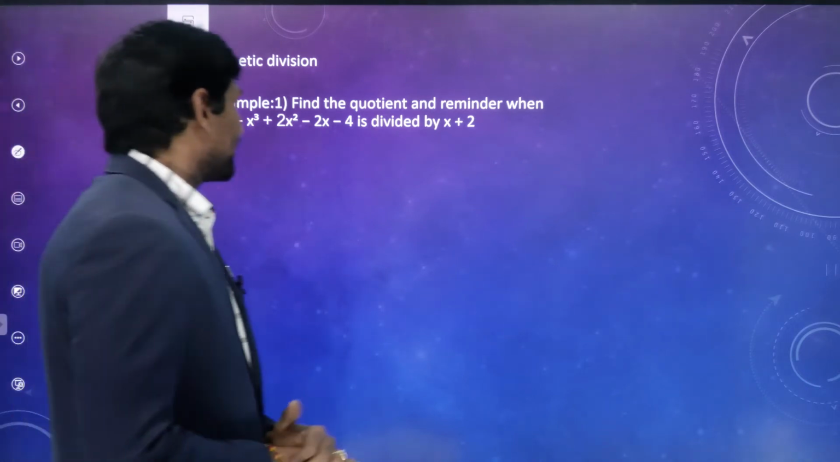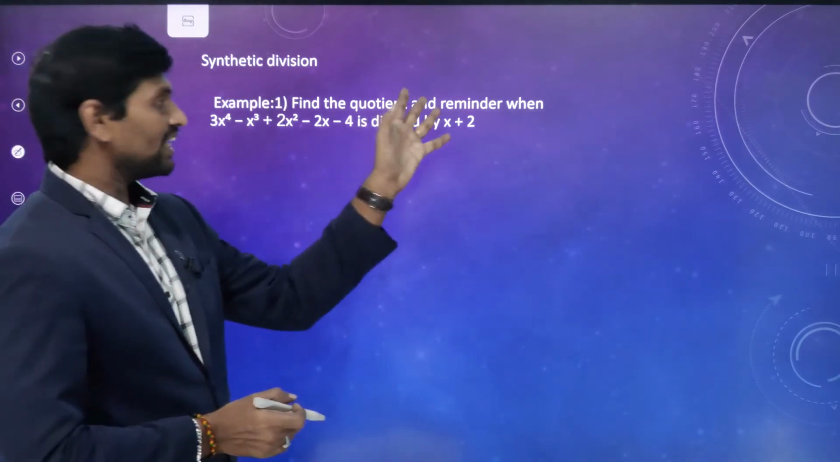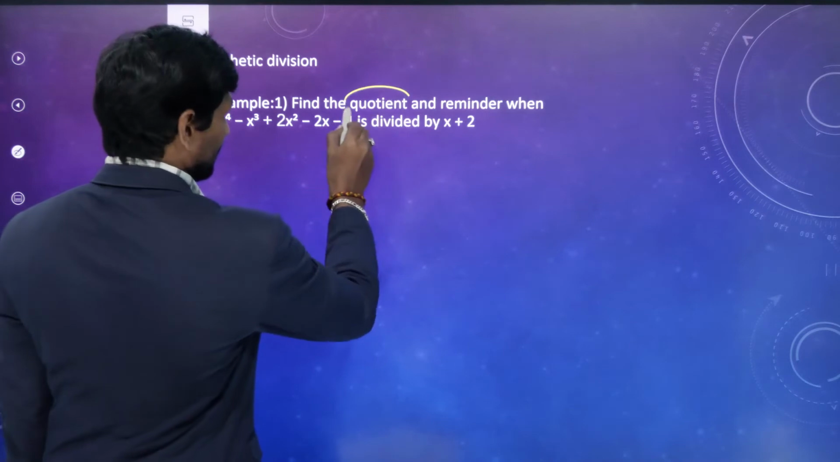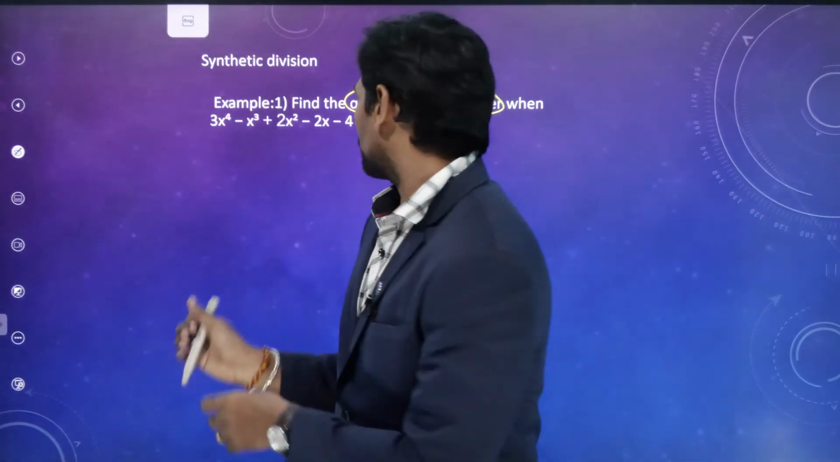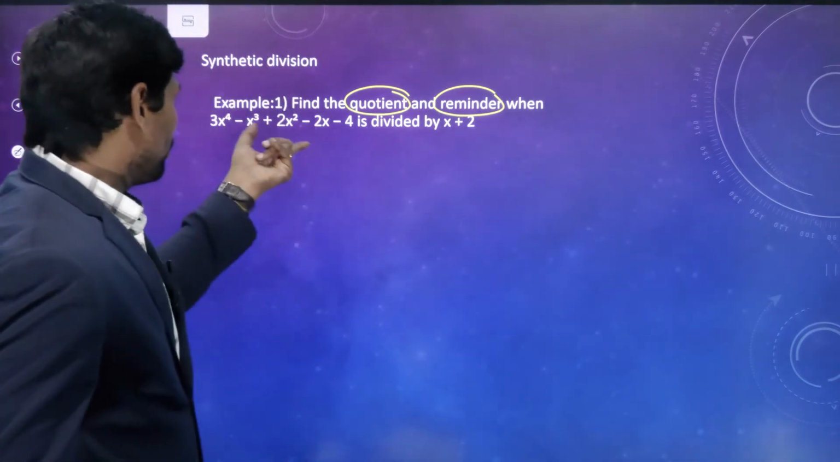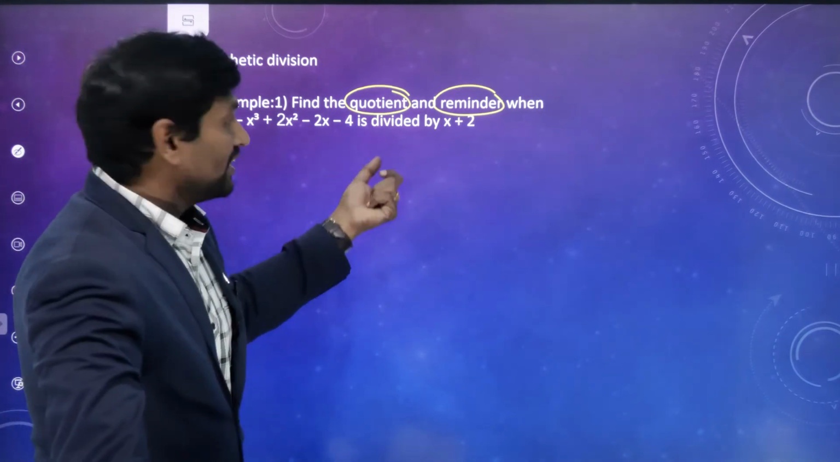Right. Synthetic division, find the quotient and remainder. Until now, when a polynomial is divided by x plus 2 or x minus 1, it was mentioned that it is exactly divisible, which means there is no remainder. But here the polynomial is a quartic polynomial, and x plus 2 is a factor. We need to identify the quotient as well as the remainder.